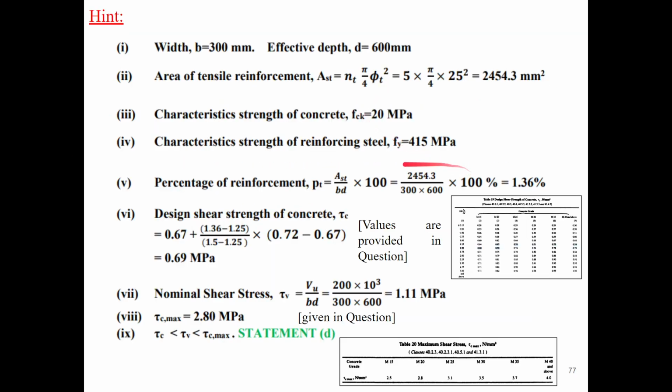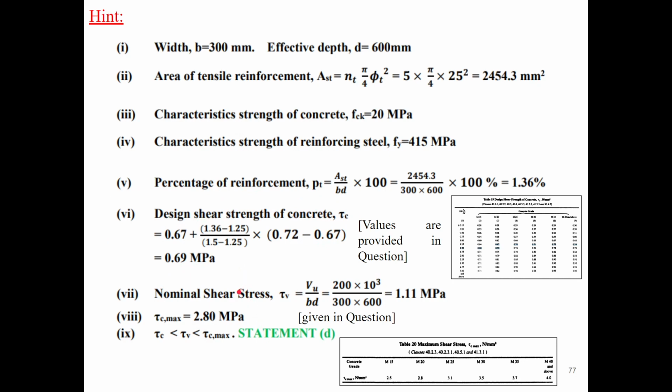fck value is 20 megapascal, fy value is 415 megapascal. So pt value will be how much? Ast is 2454.3 by 300 into 600 into 100, right? It is 1.36%. And as per the values given here, or you can take IS 456, the tau c value for 1.36 will be 0.67 plus (1.36 minus 1.25) by (1.5 minus 1.25) into (0.72 minus 0.67). So that is basically the interpolation. So it comes to be 0.69 megapascal.